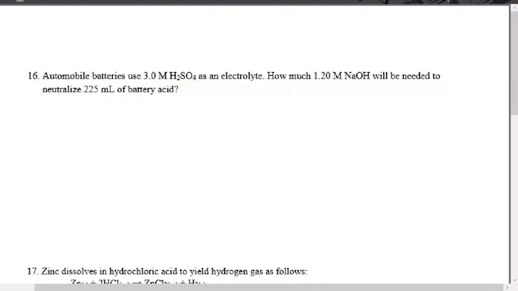All right. So automobile batteries use 3.0 molar H2SO4 as an electrolyte.